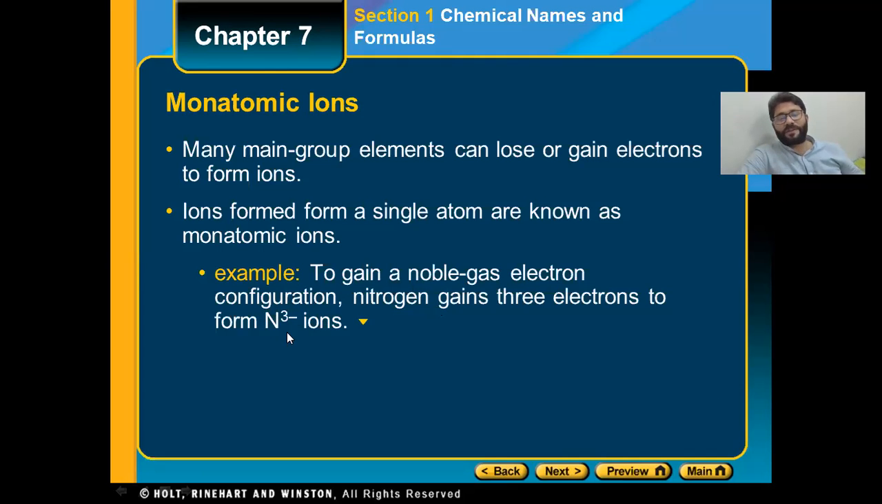Nitrogen is a member of group 15. So it means that nitrogen contains 5 electrons in the last shell. It needs 3 more electrons to become stable now. So it will gain 3 electrons. When it gains 3 electrons, the charge on a single nitrogen will be -3.